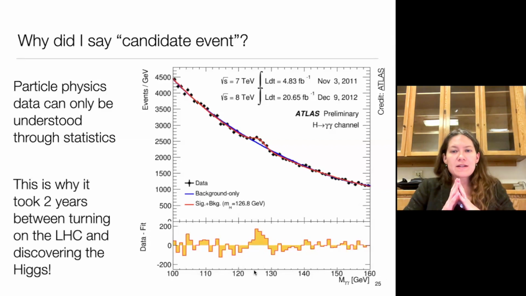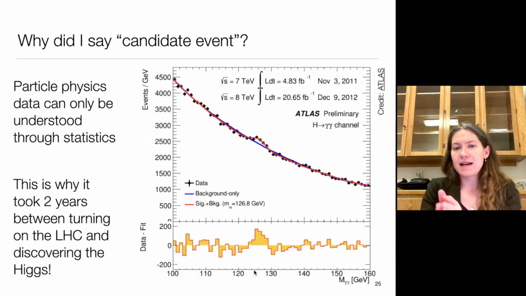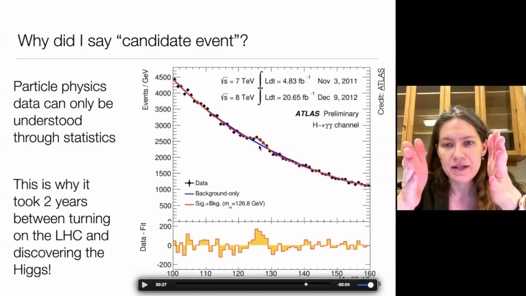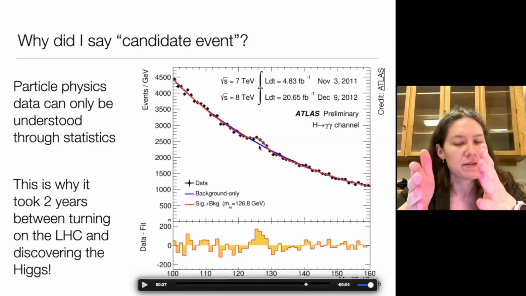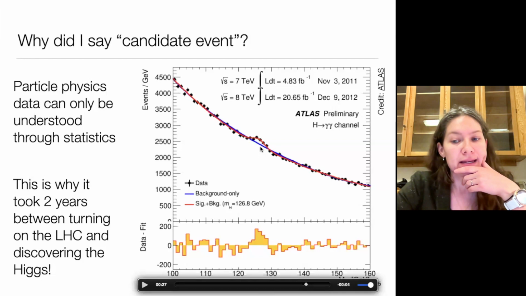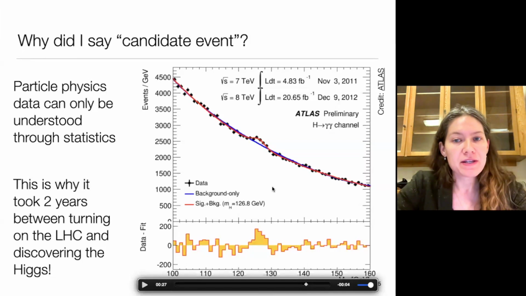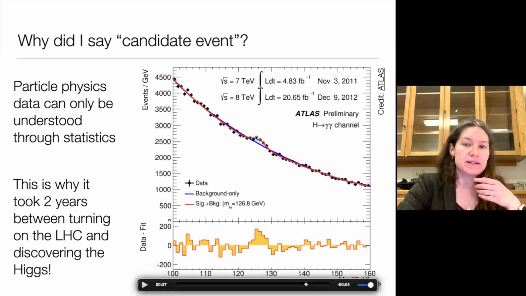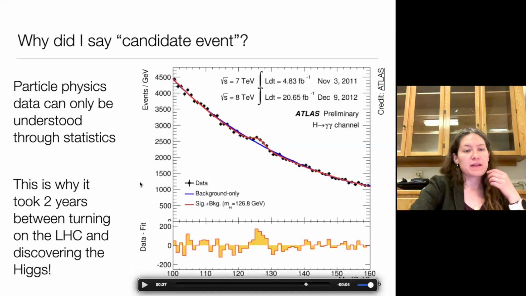But you can see that it took 2 years between turning the LHC on and collecting all of this data to have enough of a statistically significant statement here that you could say for sure that something was actually happening. And if you were to just grab one of the data points out of this bin and look at it, it's impossible to tell whether that event is actually from a Higgs or whether it's from background that looks like a Higgs. For one event, there's no way to know. But when you put them all together, you can look at the statistics and say that there's definitely something there.